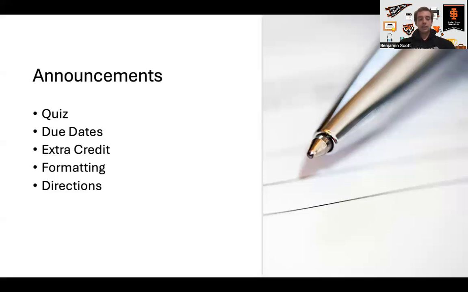The last thing is, as usual, make sure you are reading the instructions. I've had people losing points on their assignments just because they're not following the directions. So follow directions, do what it says, and you will get most of the points on the assignment.